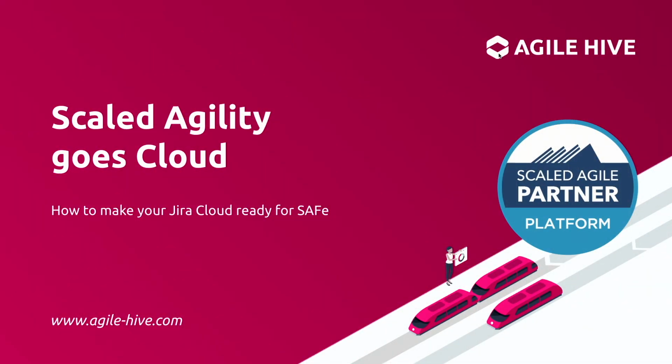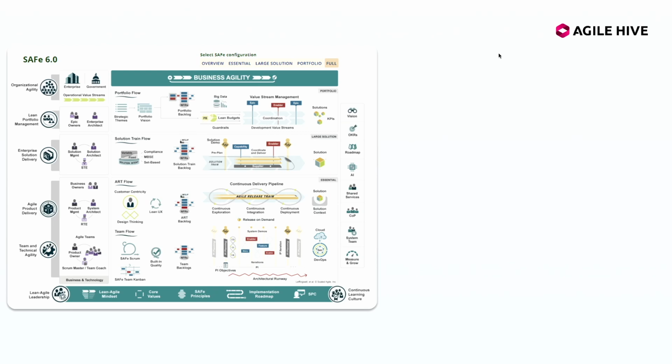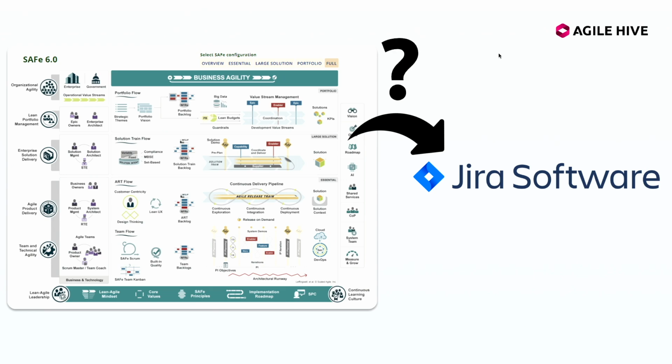Today it's all about the question, once again: Scaled Agility Goes Cloud, how to make your Jira Cloud ready for SAFe. If you're familiar with SAFe, here is the newest SAFe framework 6.0. And the question is always, how can I get this into that, right? There is a meme that really reminds me of this problem.